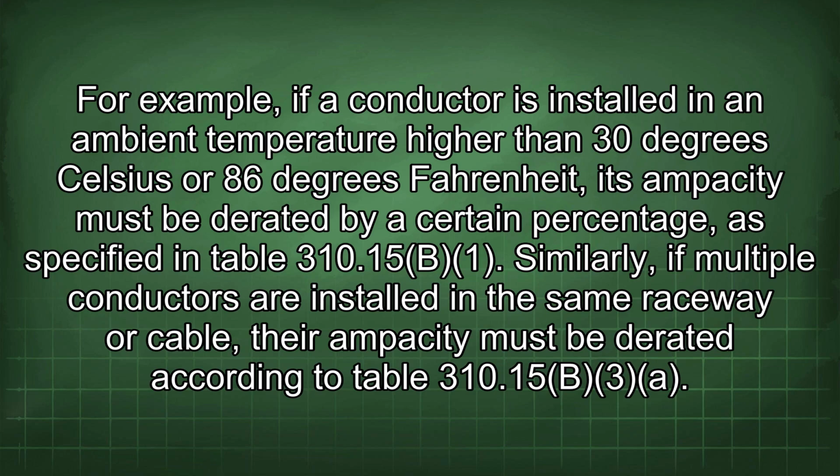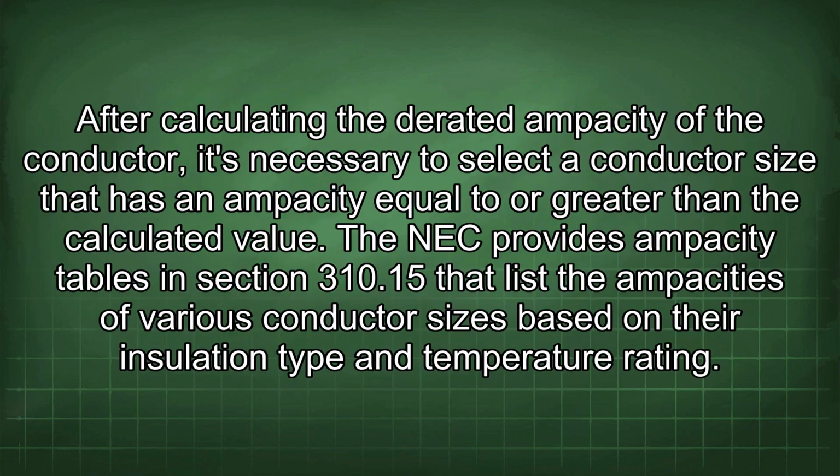For example, if a conductor is installed in an ambient temperature higher than 30 degrees Celsius or 86 degrees Fahrenheit, its ampacity must be derated by a certain percentage, as specified in Table 310.15(B)(1). Similarly, if multiple conductors are installed in the same raceway or cable, their ampacity must be derated according to Table 310.15(B)(3). After calculating the derated ampacity of the conductor, it's necessary to select a conductor size that has an ampacity equal to or greater than the calculated value.